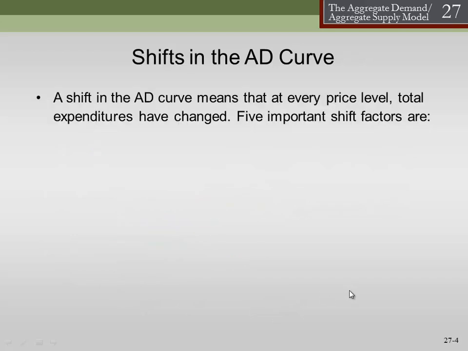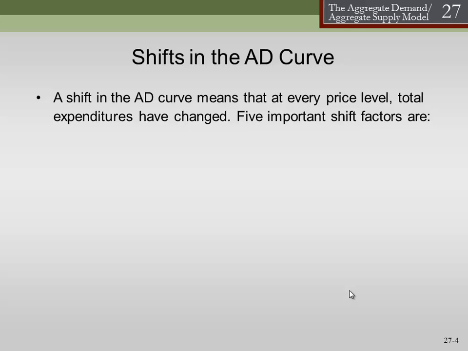So let's talk a little bit more about what can shift the aggregate demand curve, because principally this is going to be very, very important when we talk about macroeconomic policy. When we talk about short-run macroeconomic policy, usually what we're talking about is trying to manipulate the aggregate demand curve. A shift in the aggregate demand curve means that at every price level, total expenditures have changed. So the total quantity of real output that we demand changes at every single price level.